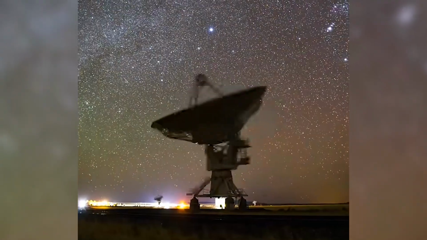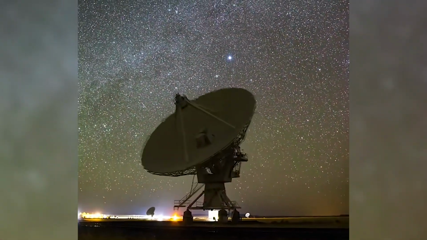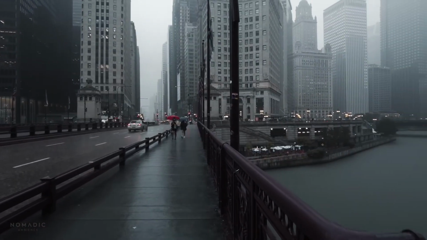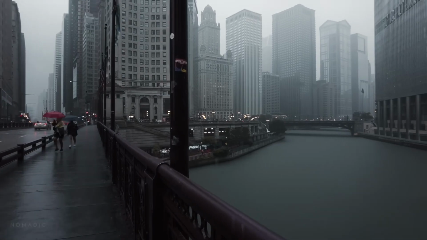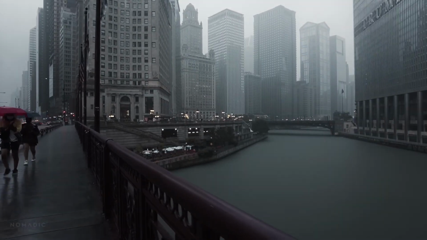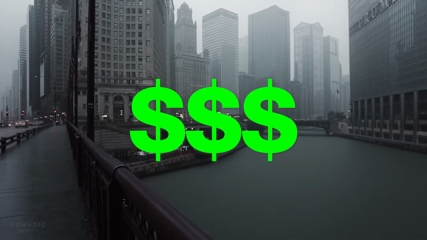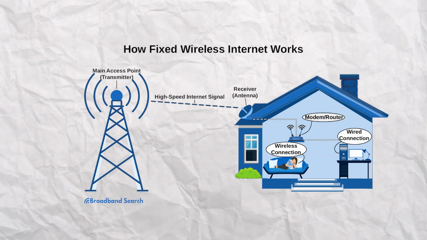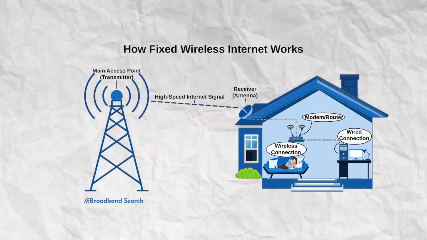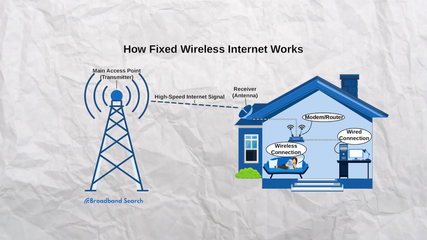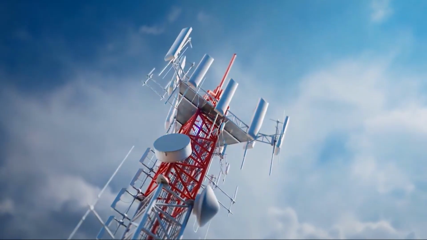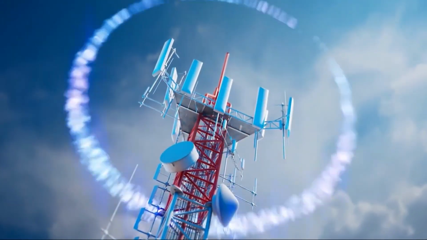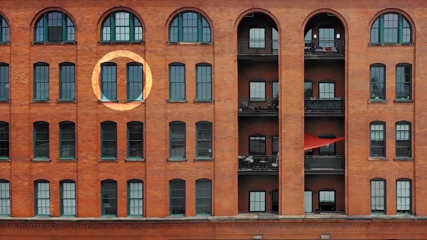The technology faces unique challenges that terrestrial connections don't encounter. Weather conditions like heavy rain or snow can disrupt satellite signals, a phenomenon known as rain fade, and the equipment costs tend to be higher than other connection types. Fixed wireless internet represents another approach to delivering broadband without laying cables to every home. This technology uses focused radio signals to create point-to-point connections between transmission towers and customer locations.